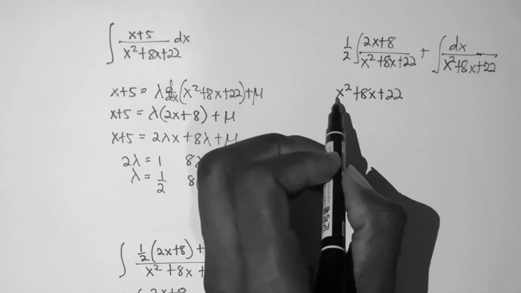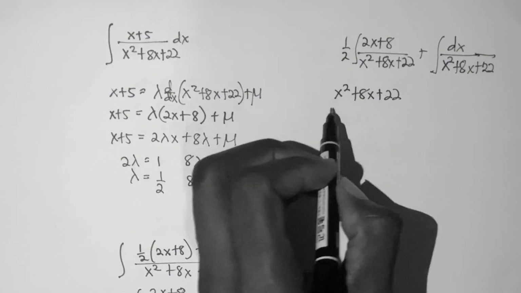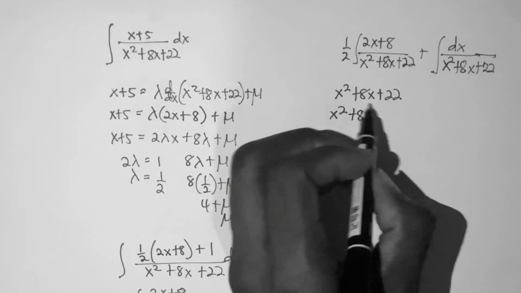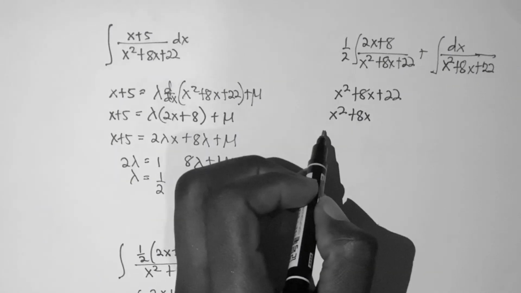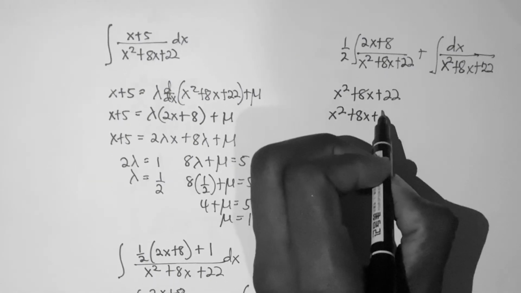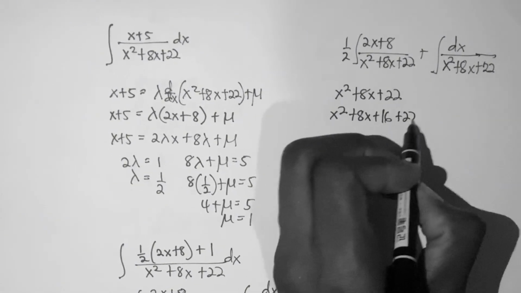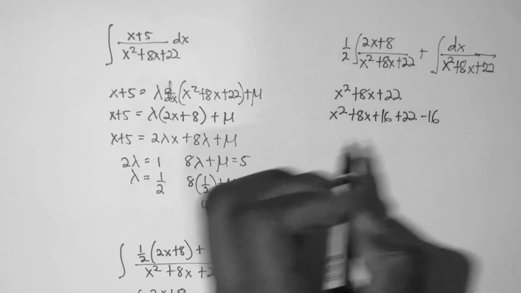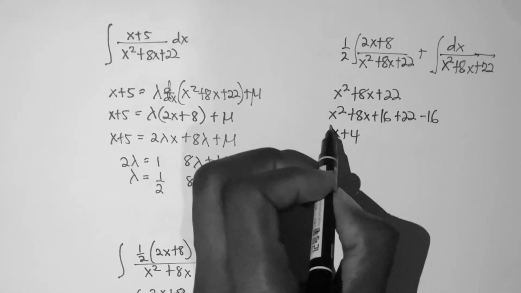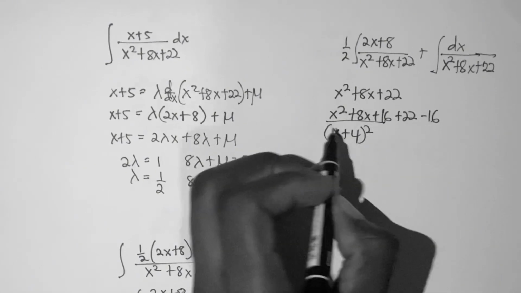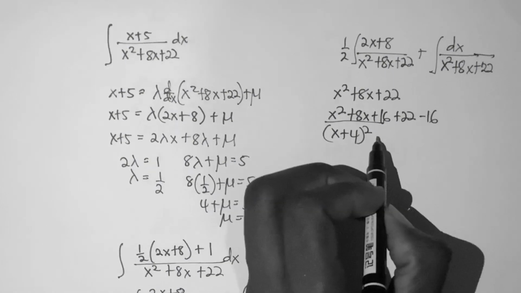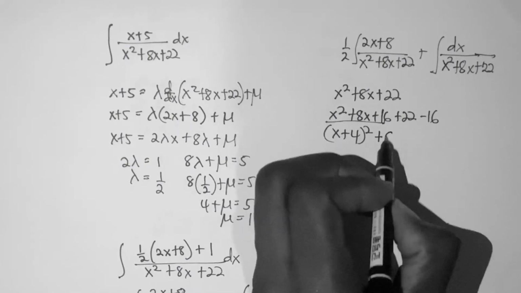So the way to complete this is x squared plus 8x. Then we find half of the coefficient of x, which is 4. Then we square it. 4 squared is 16, so plus 16 and plus 22. Then we subtract 16 from it. So this becomes (x plus 4) all squared, which will give us all of this. 22 minus 16 is 6. So here is plus 6.